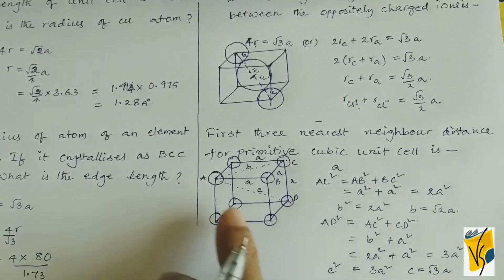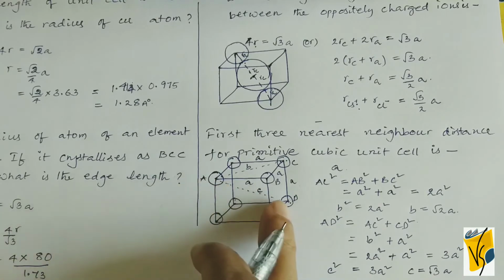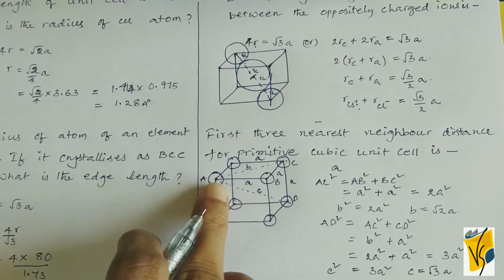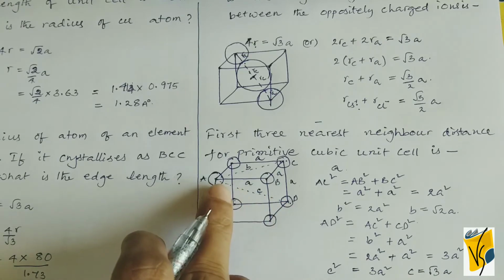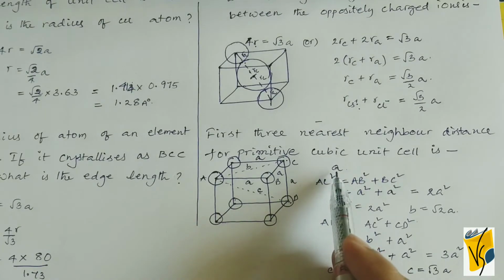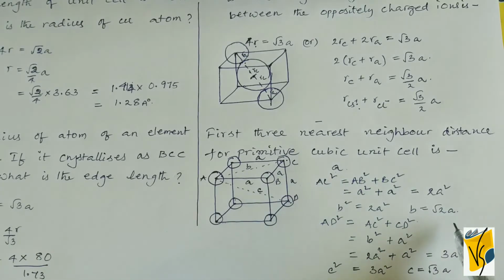The next nearest neighbors or third nearest neighbors will be in the corners, and the length is equal to body diagonal length. Okay, so that is equal to C, or root 3A. Now what is the answer? The first nearest neighbors are at a distance of A, second nearest neighbors are at a distance of root 2A, and the third nearest neighbors are at a distance of root 3A, right? This is the answer.